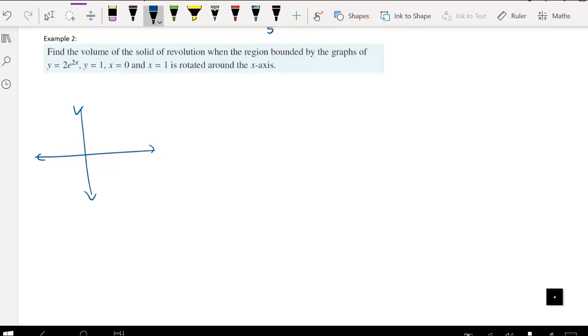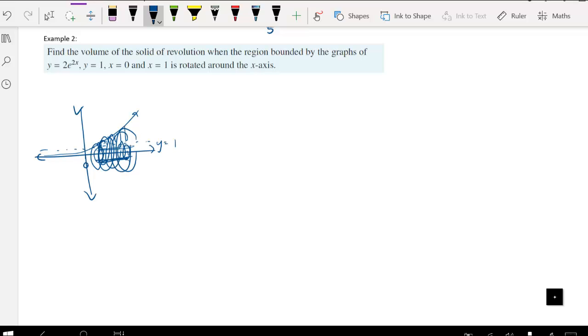Y equals 2e to the 2x is an exponential. We're bound by this function y equals 1 as well. So it's y equals 1. And we're rotating between x equals 0 and x equals 1. So radii will be between these two. And it will create a shape with the center hole missing, because it doesn't include that y equals 1 section that was cut out.